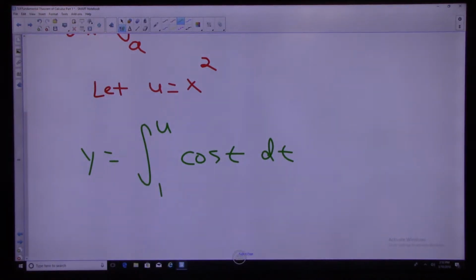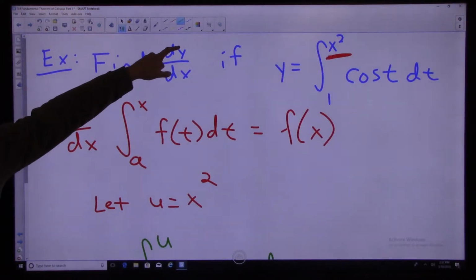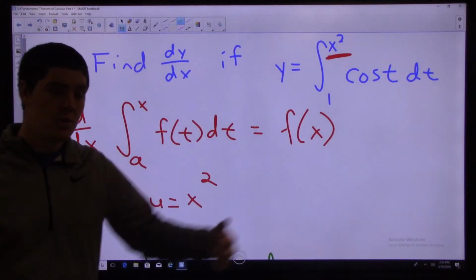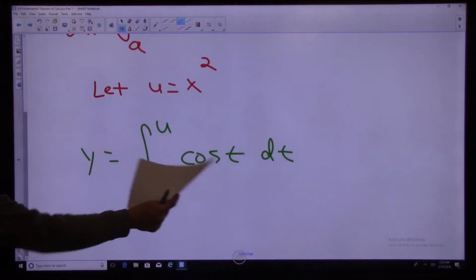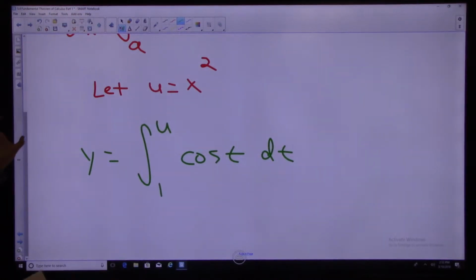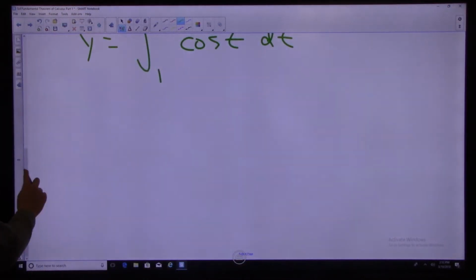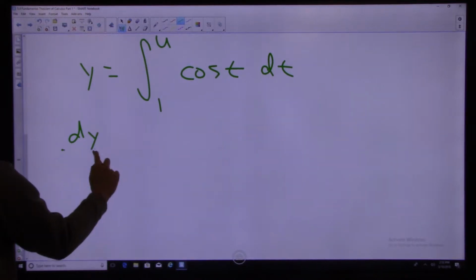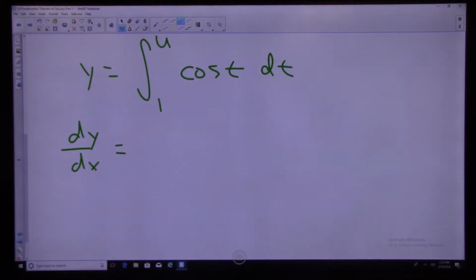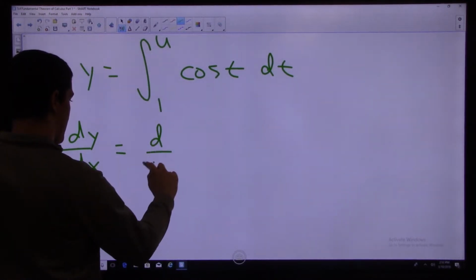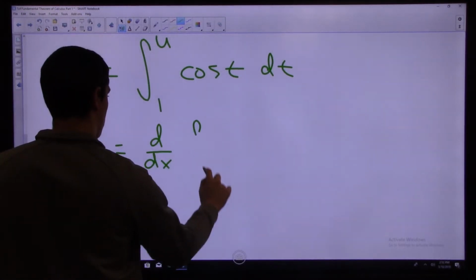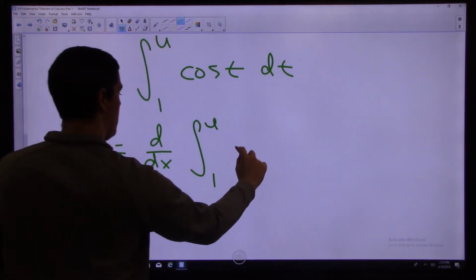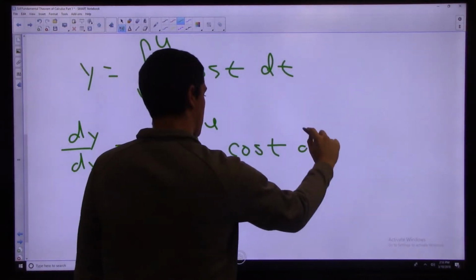Okay. So now, like I said, we're going to think chain rule here. So if I want to find dy dx, which the problem tells me to find, that's a derivative. So right now, this is our original function, y. We want to find dy dx. So if I want to find the derivative of y with respect to x, that is dy dx, then I'm going to have to differentiate the other side as well. So let's find the derivative here. So it's going to be d over dx of the integral from 1 to u of cosine of t dt.